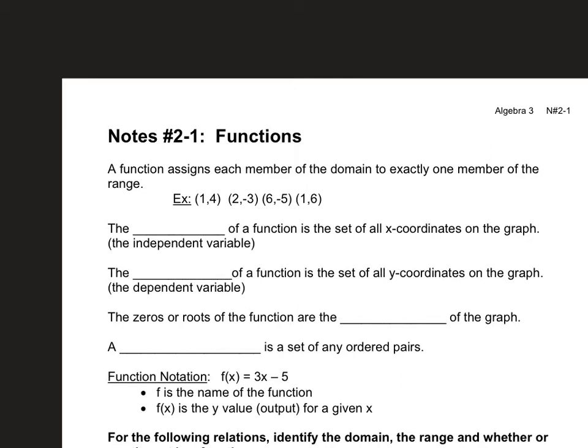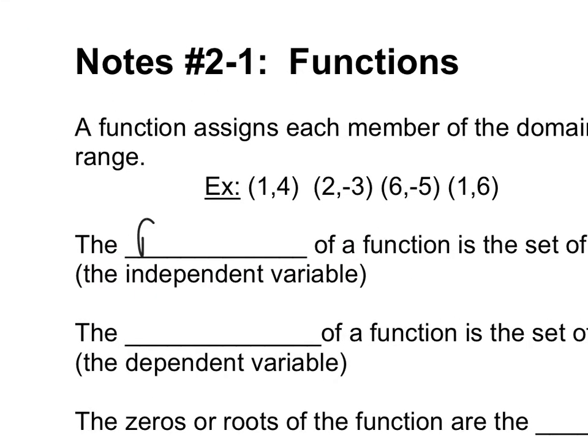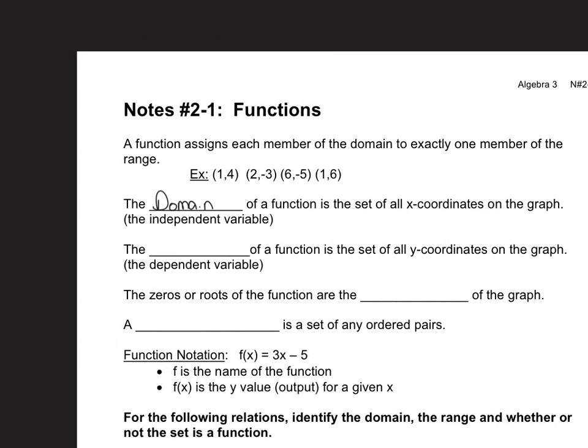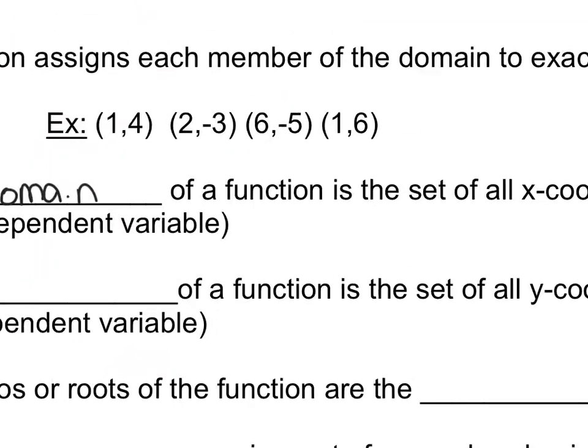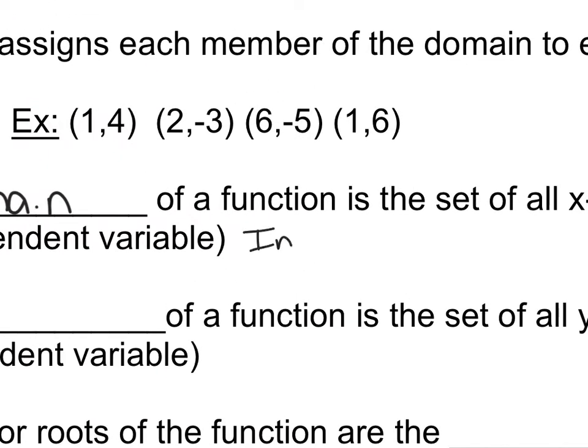A function assigns each member of the domain to exactly one member of the range. That gives us our points, like (1, 4). Part of that is our domain. Part of that is our range. The domain of a function is the set of all the x coordinates on the graph, the independent variable or the input.